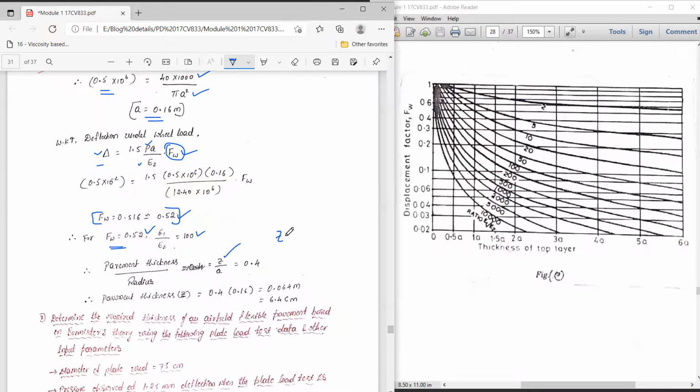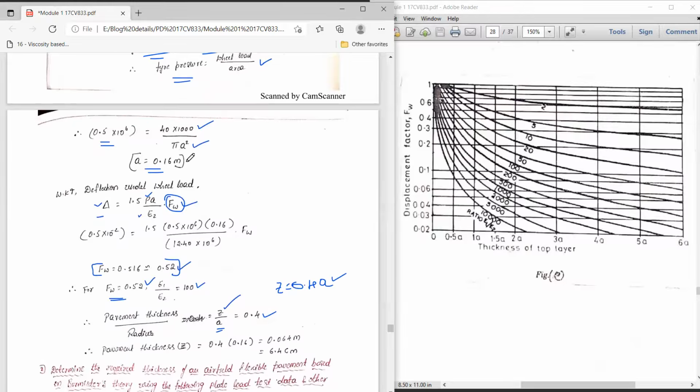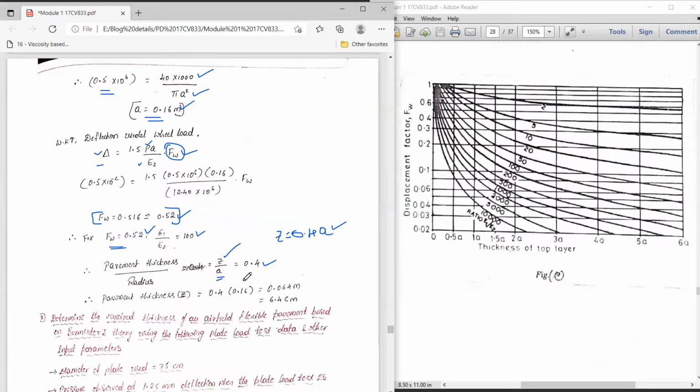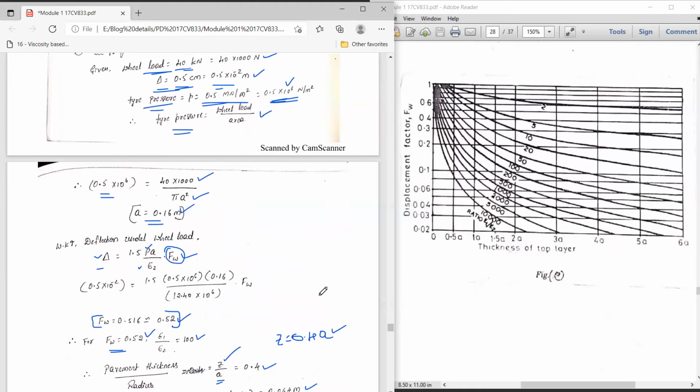Therefore, you are going to get it as how much? Z is equal to, the x-axis locates thickness of the top layer. Z is equal to 0.4a. If you drop a vertical line like this, it may intersect somewhere at this point. Therefore, that is Z is equal to 0.4a. That you can write as Z by A is equal to 0.4. You know A value. A value you found here, 0.16. Therefore, 0.4 multiplied by 0.16. How much it is? 0.064 meter. In terms of centimeter, it is 6.4 centimeter. And this is how you need to design the pavement by using Burmister theory.